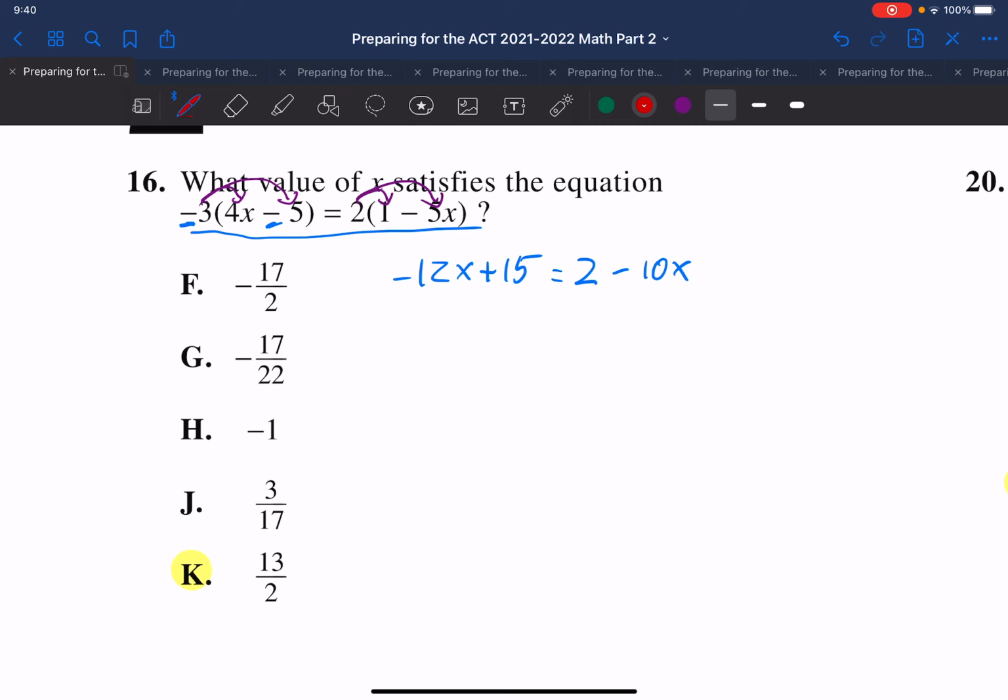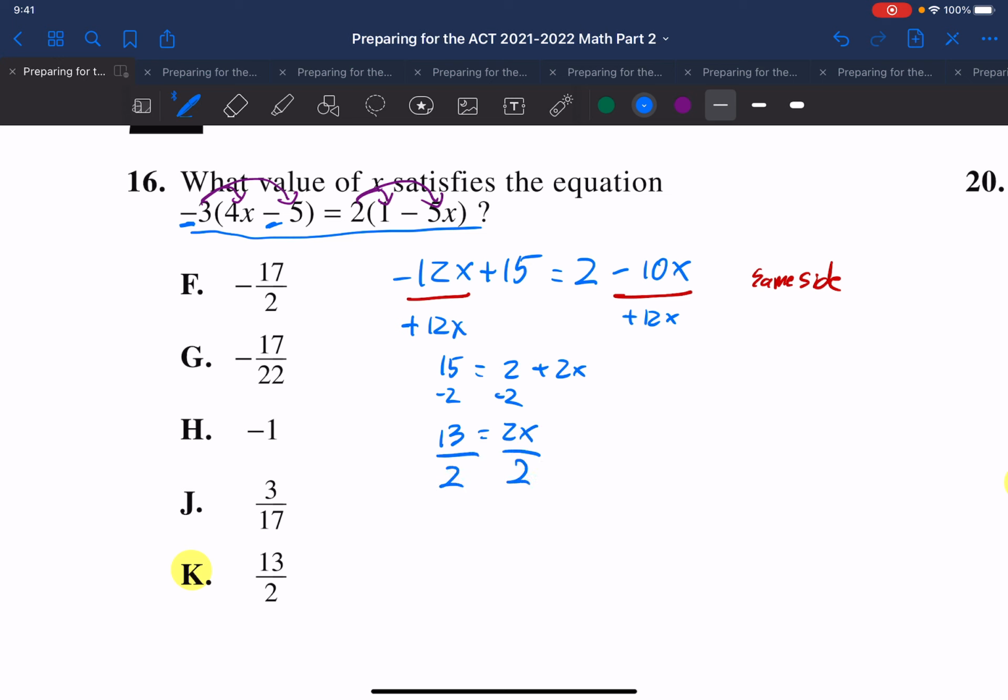Now, what we want is to get these like terms on the same side. So to do that, we're going to add 12x to both sides. And when we do, we have 15 equals 2 plus 2x. And now I'm going to subtract the 2. So we have 13 equals 2x. And then finally, we divide both sides by 2. And so we get 13 over 2 equals our x value.